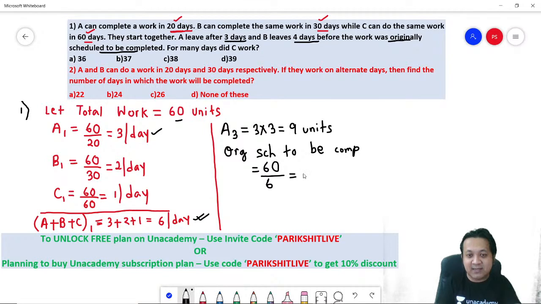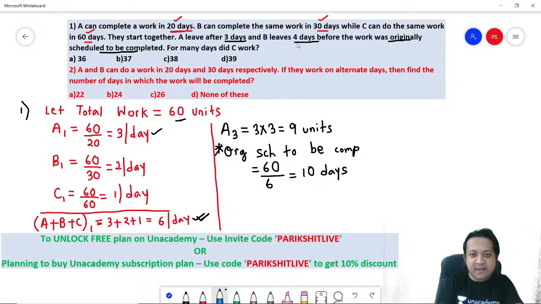So can I say the original work was scheduled to be completed in 10 days? Would you agree to this? Why? Total work was 60 and they do 6 units per day together. So 60 by 6, 10 days.